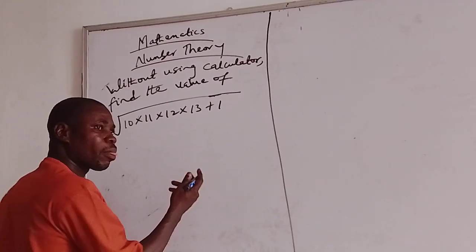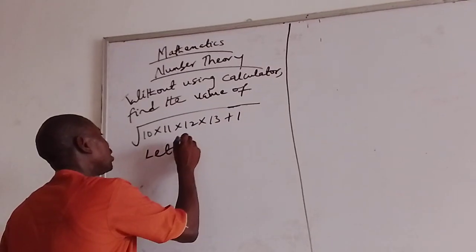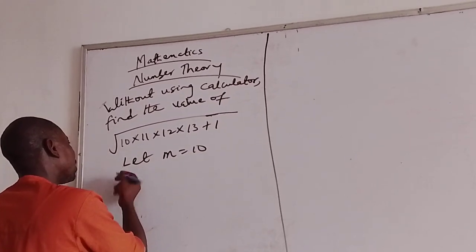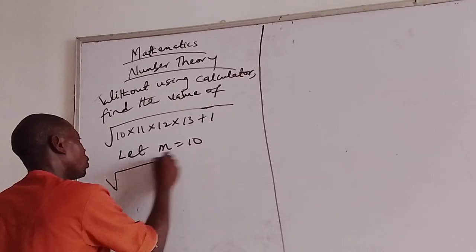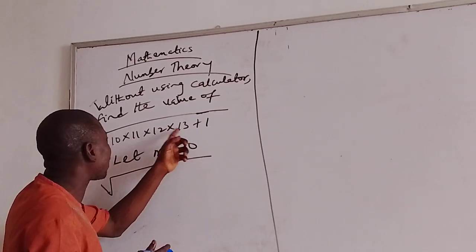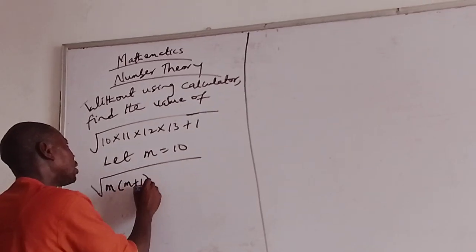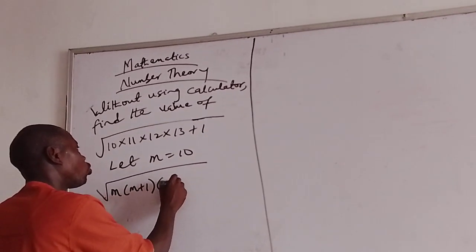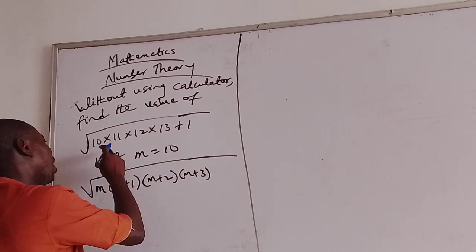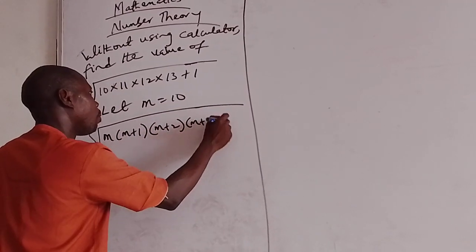In this problem, the first thing we are going to do is let m be equal to 10 so that we can simplify. So I can now rewrite this expression. What we observe is that these numbers are consecutive: 10, 11, 12, 13. So we have m into m plus 1 into m plus 2 into m plus 3, plus 1. If 10 is m, 11 will be m plus 1, 12 will be m plus 2, 13 will be m plus 3.